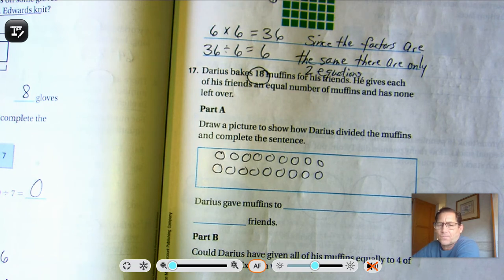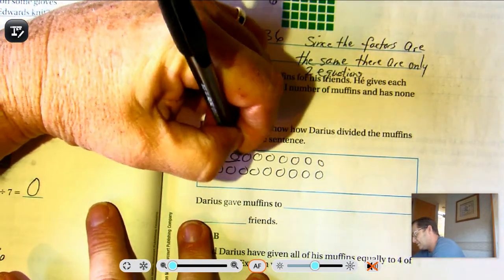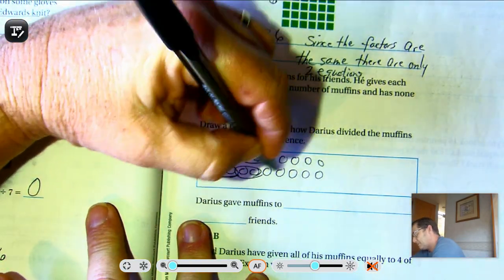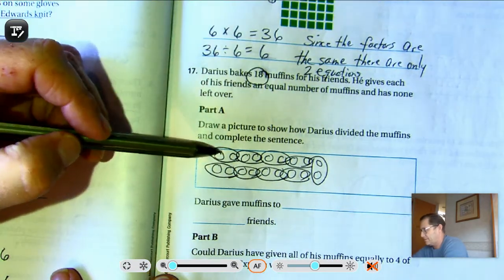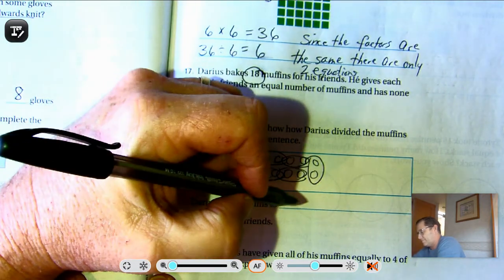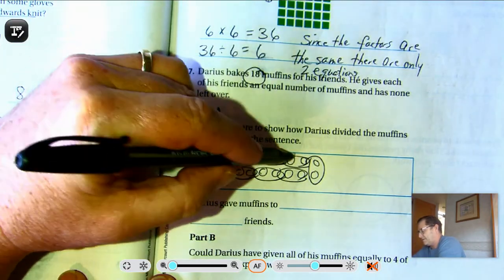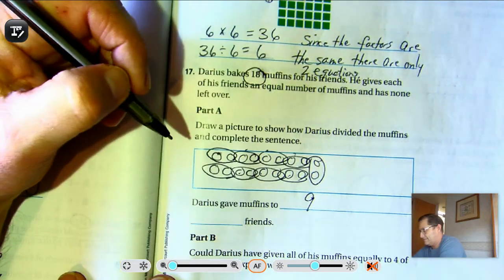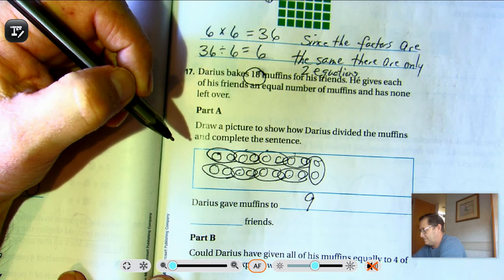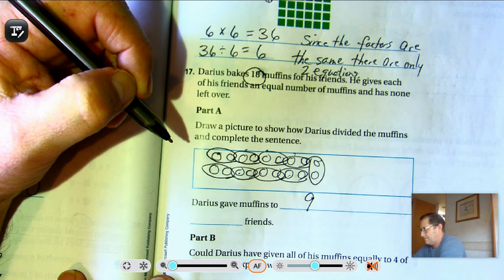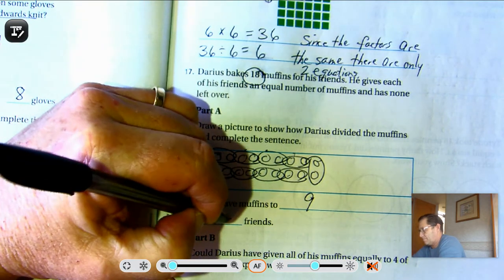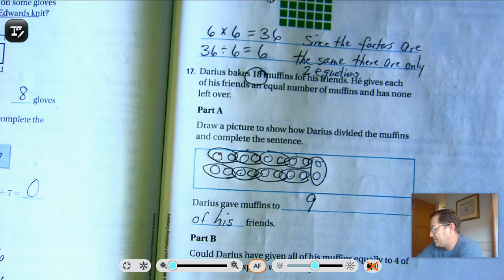Well, what if we gave each of his friends 2 muffins? Let's see if that would be equal. Yeah, he could have given 1, 2, 3, 4, 5, 6, 7, 8, 9. He gave muffins to 9 of his friends.